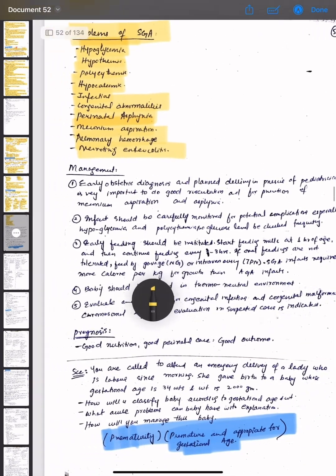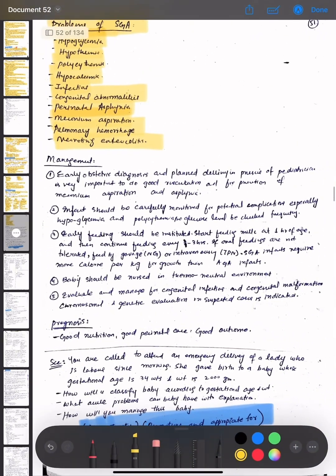The management options of the small for gestational age are early obstetric diagnosis and planned delivery in the presence of a pediatrician, which is very important to do good resuscitation and for prevention of meconium aspiration and asphyxia. Then infants should be carefully monitored for potential complications, especially hypoglycemia and polycythemia. So glucose level should be checked frequently.